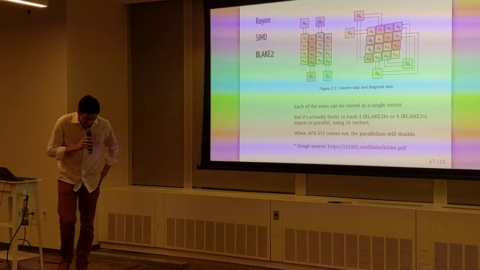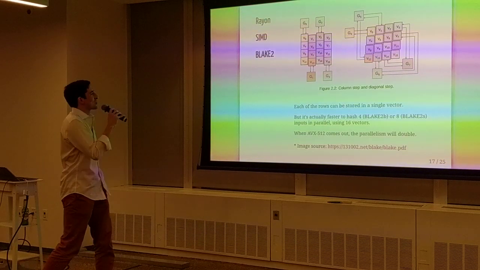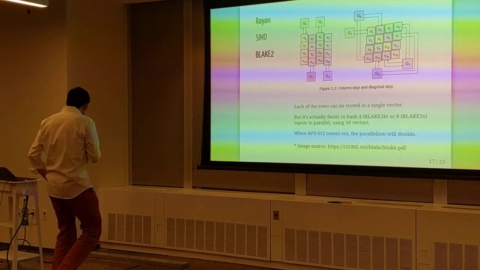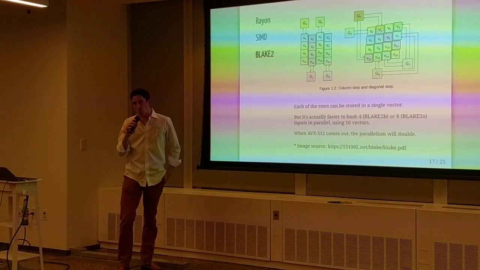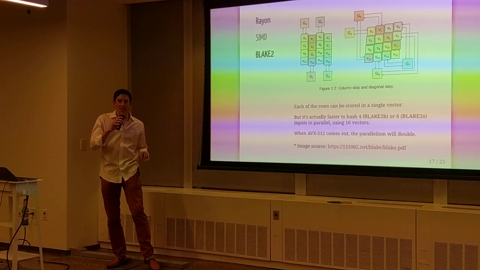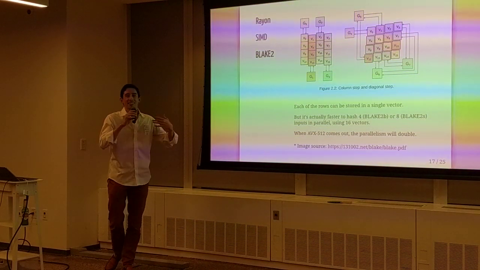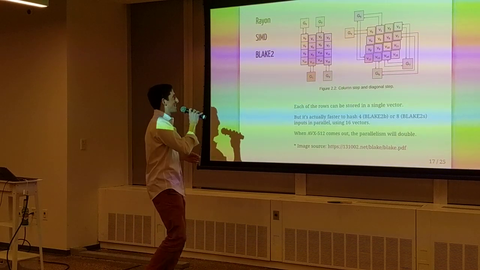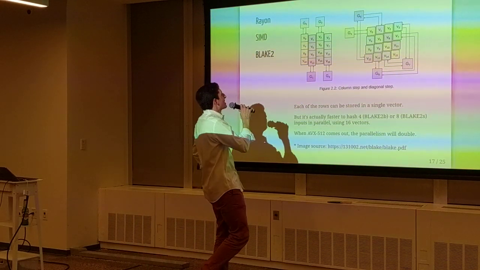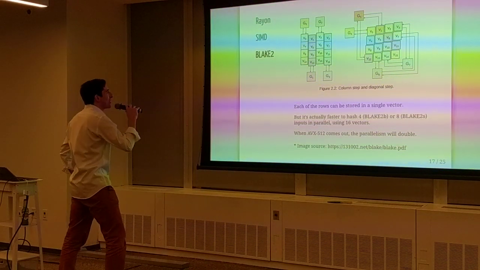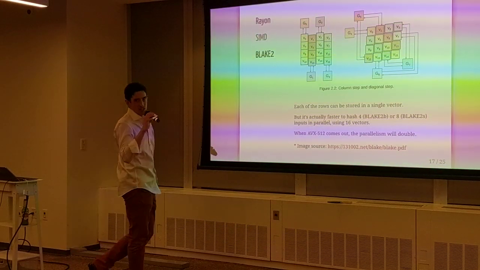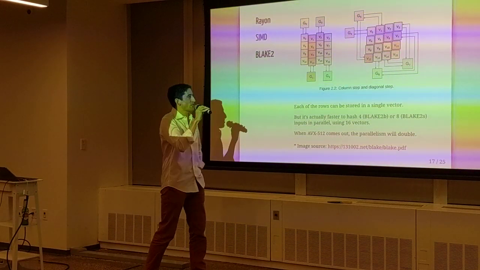So how did these SIMD vector instructions get used? This is where the talk gets really into the weeds. Unless I get a lot of really excited questions about this, I'm going to run through this part. It's very weedy. What we're looking at here is the core of the BLAKE2 hash function, which is not so different from most other hash functions.